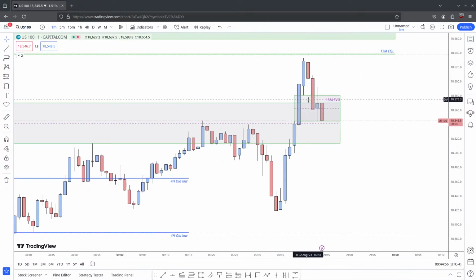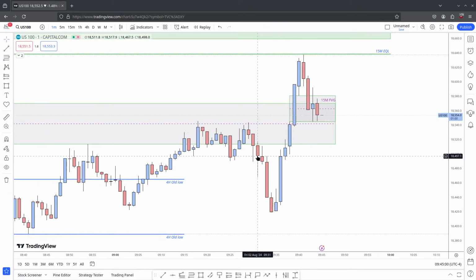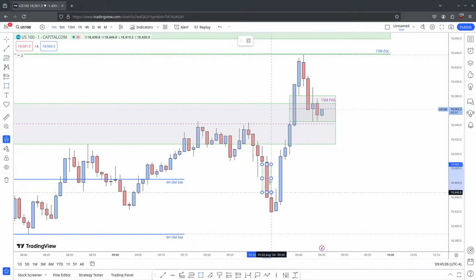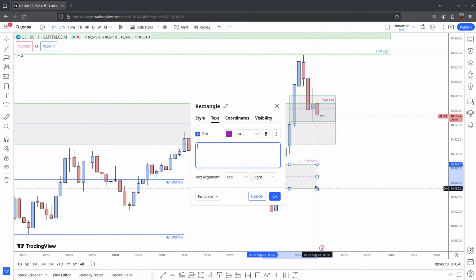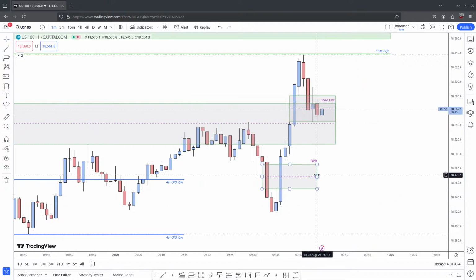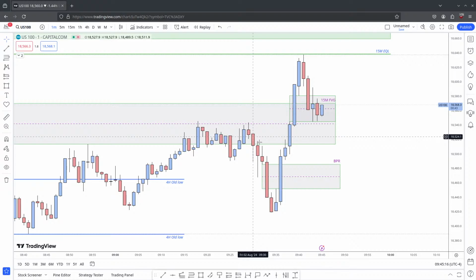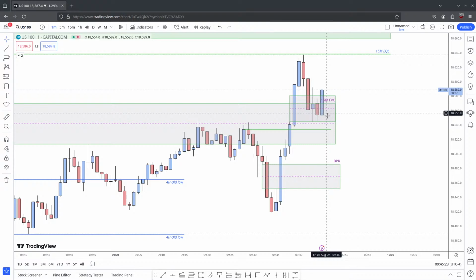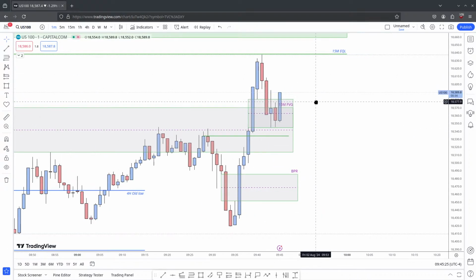Look at that fair value gap. We have another fair value gap here. We have a balanced price range here. One fair value gap that is overlapping with another one, BPR. I like this structure as well, and ICT talked about this structure here as well. We have a breaker block here. Breaker block, fair value gap is getting respected.